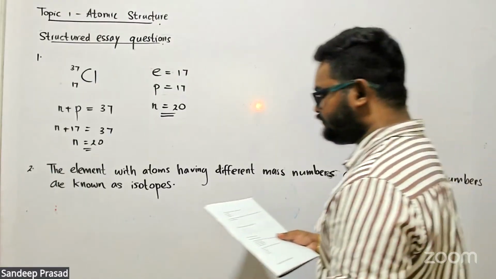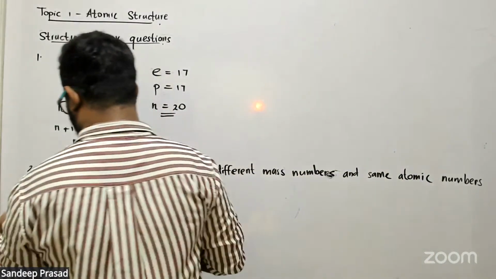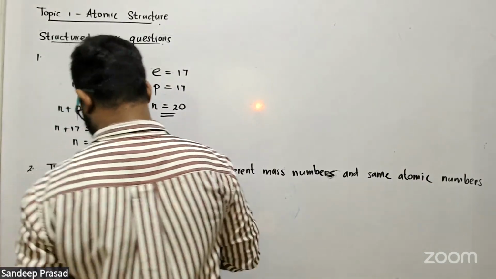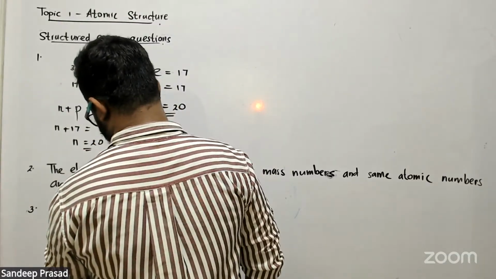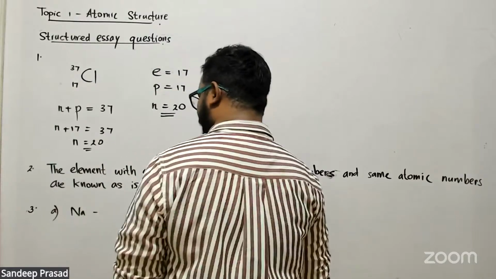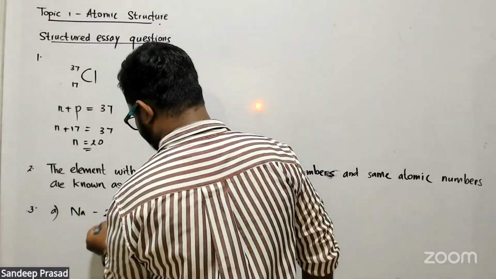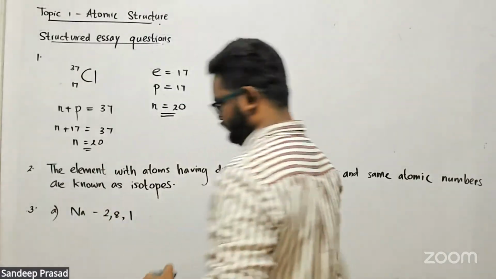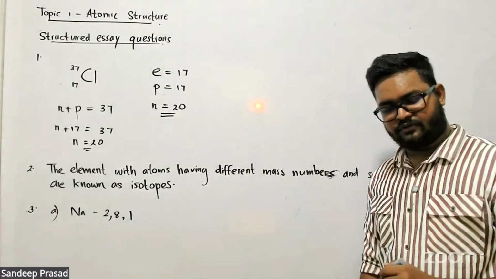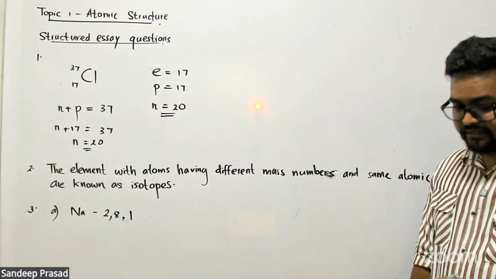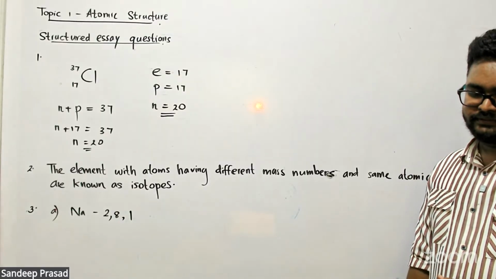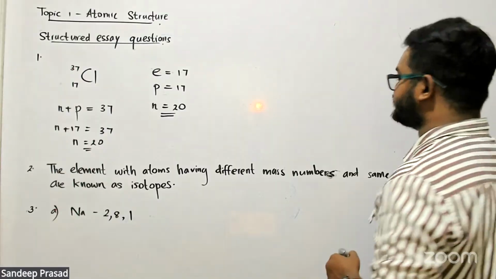Question number 3. Write the electronic configuration of sodium, sulfur, and calcium. Students, in your O-level time, you learn the electronic configuration of sodium is 2, 8, 1. That is the electronic configuration that you learn in O-level time. But it's not correct here. I told you that. We have to discuss about sub-energy levels.